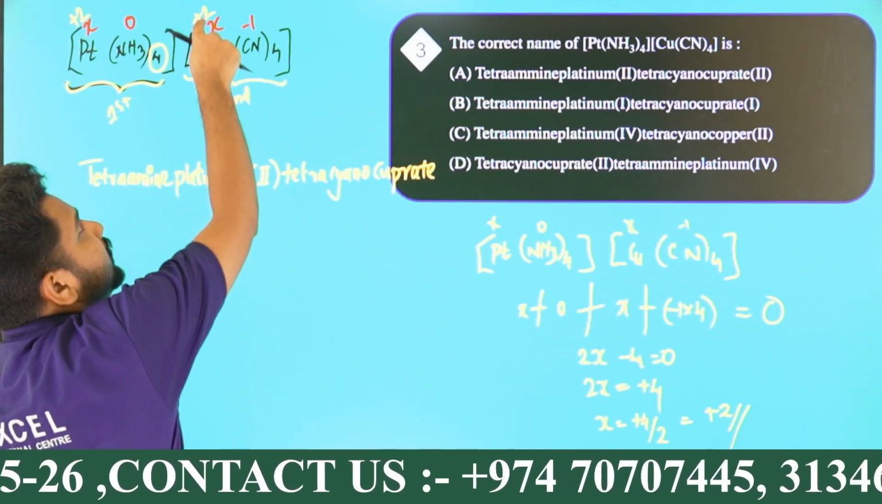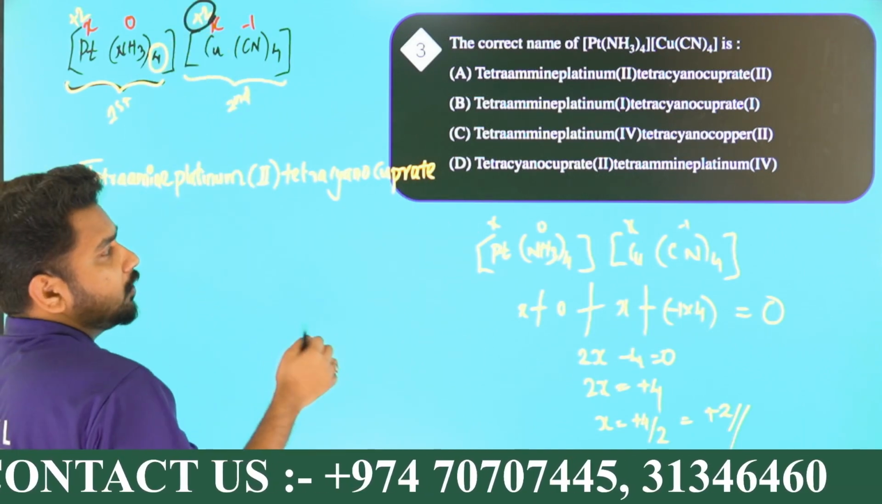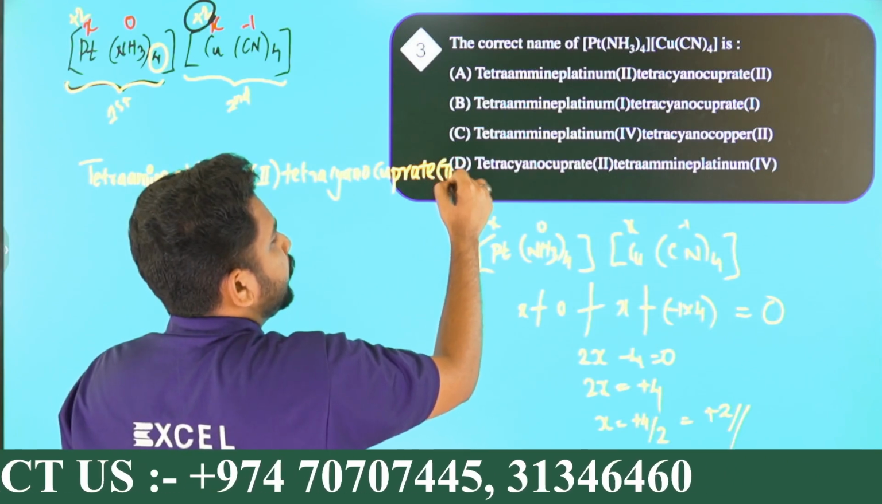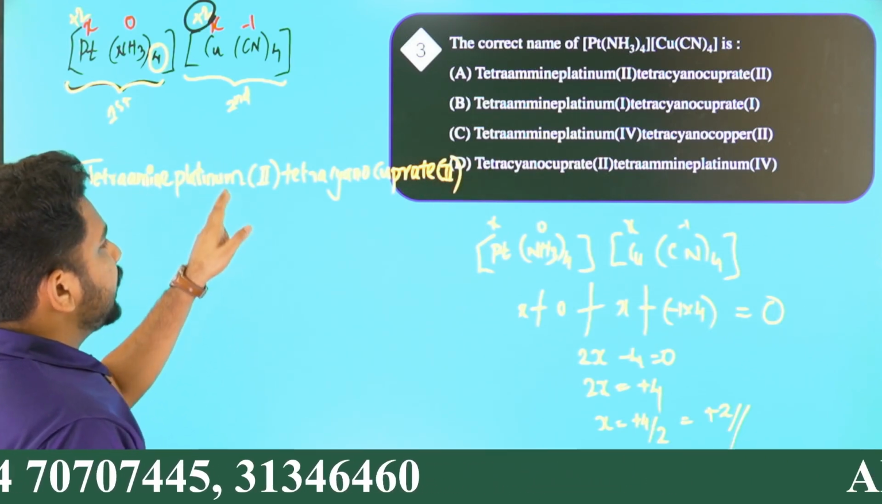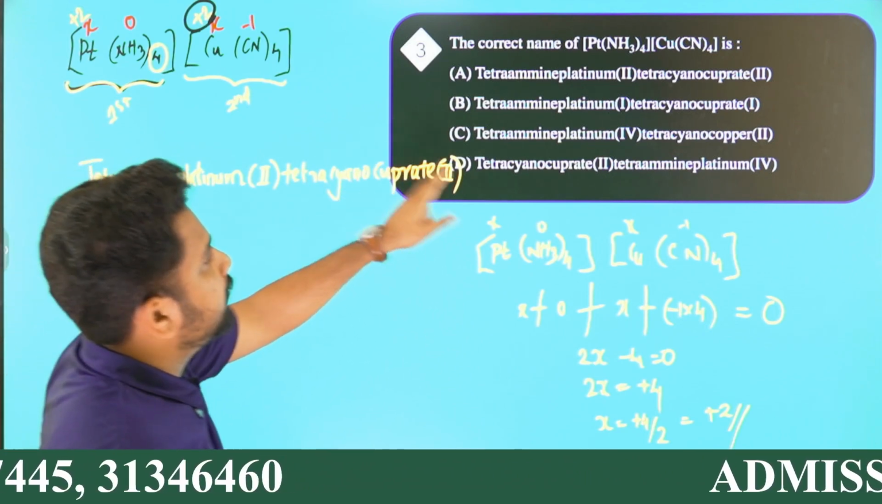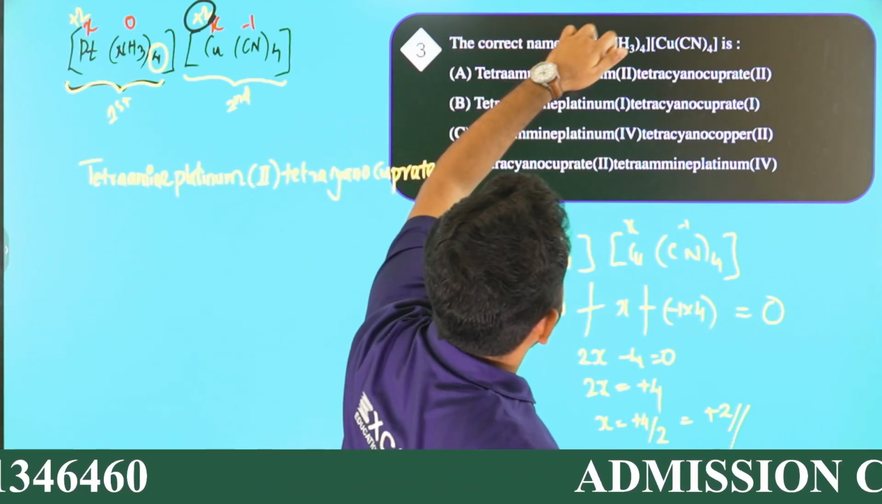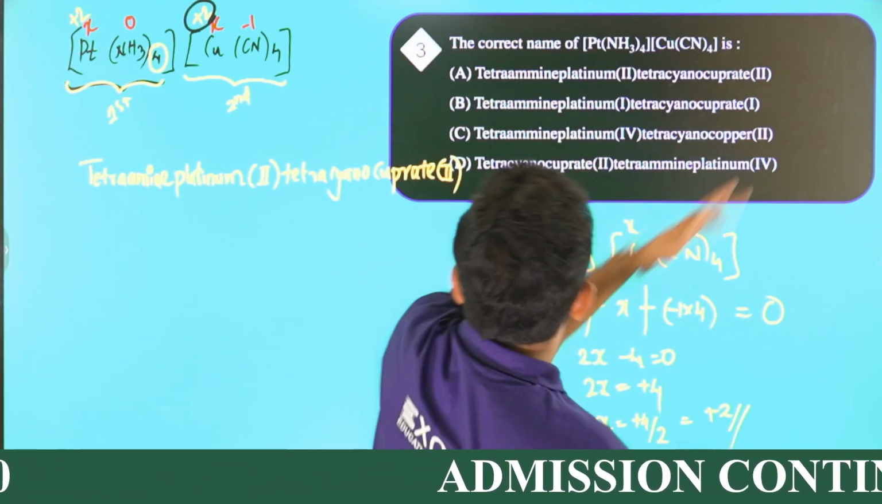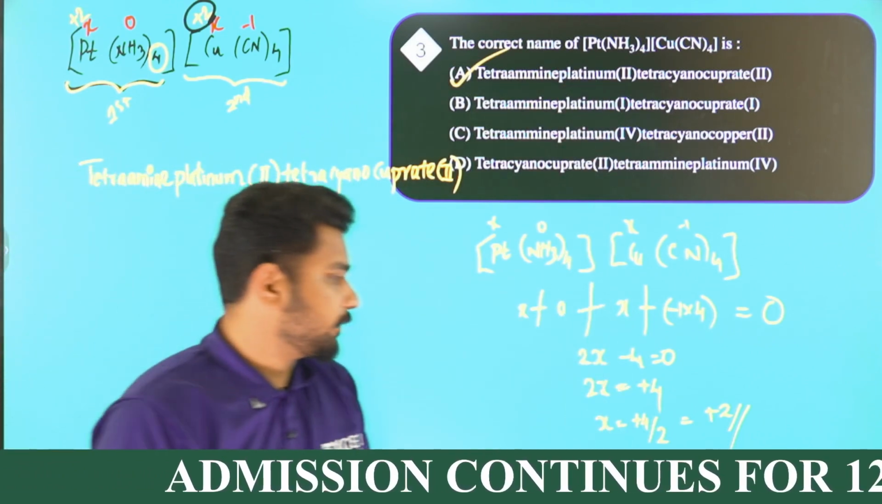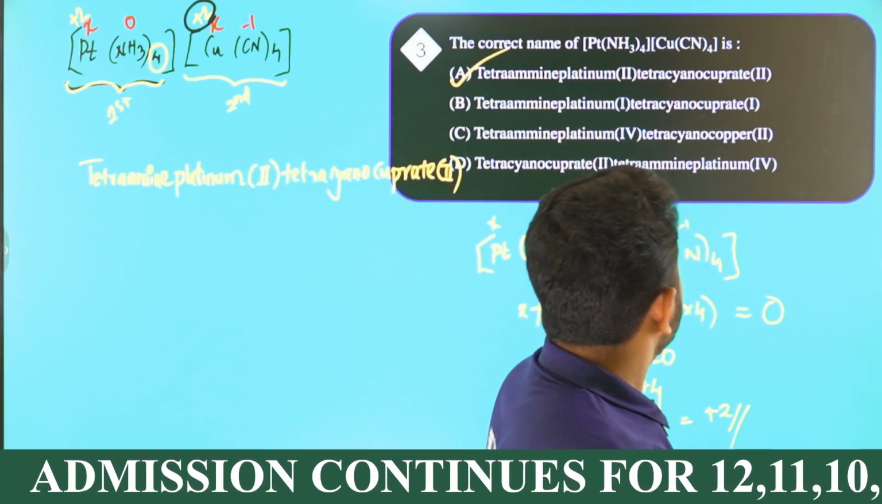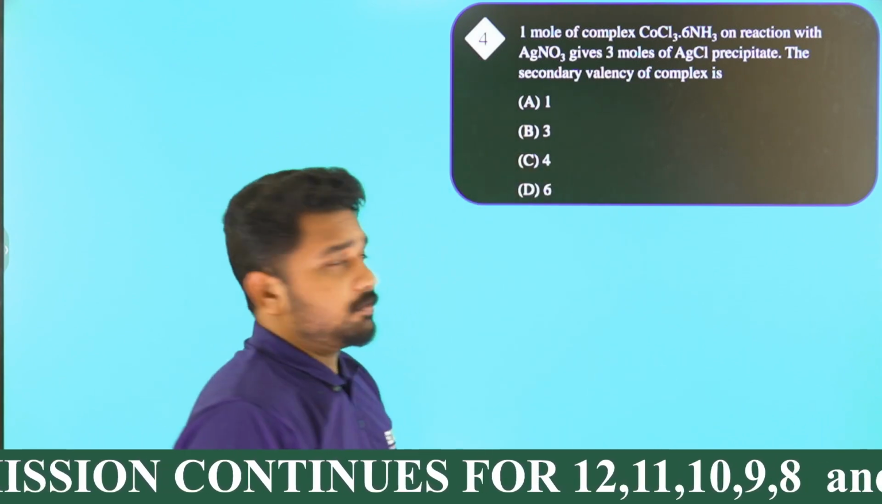And what is the oxidation state of cuprate? It's 2. So yeah, I'm putting 2. Tetraammineplatinum(II) tetracyanocuprate(II). That's it. Option A itself is the correct answer. Finish. Now the fourth question.